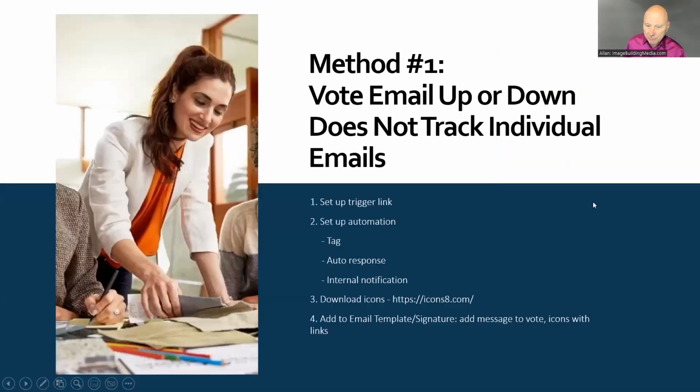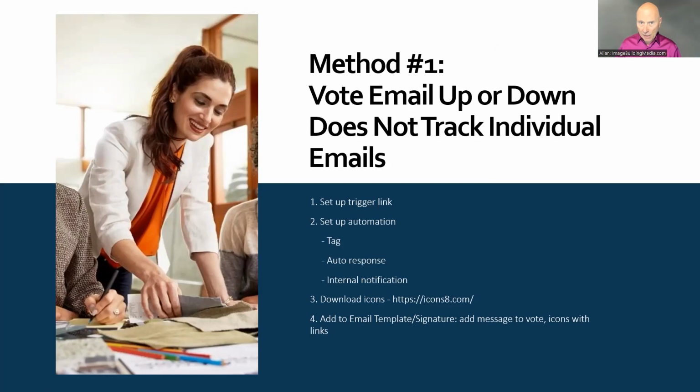This is the basic setup. So we're going to set up trigger links. Then we're going to set up an automation using the trigger links. We're going to tag the contacts that give us an up or down vote. We're going to send an auto response back to them. And then we're going to have an internal notification so that our team knows that we've received this feedback. Then, of course, we're going to set up the email.